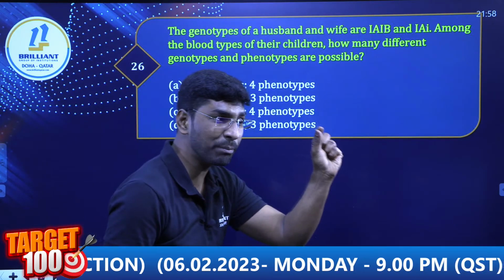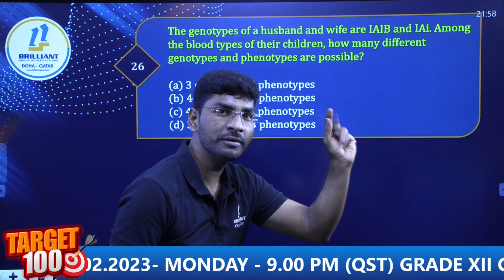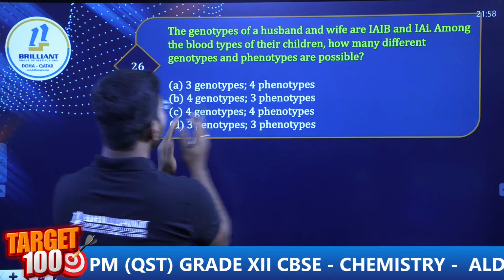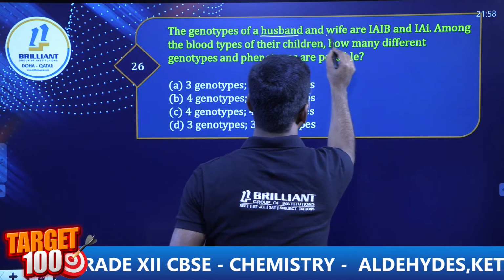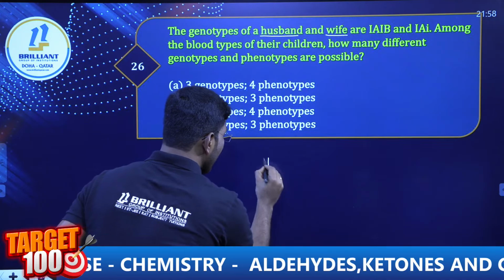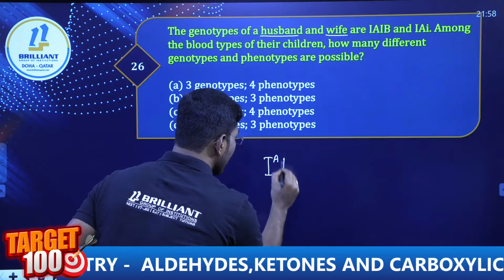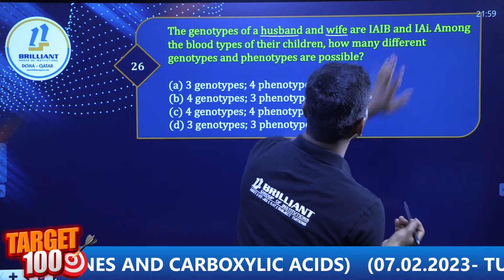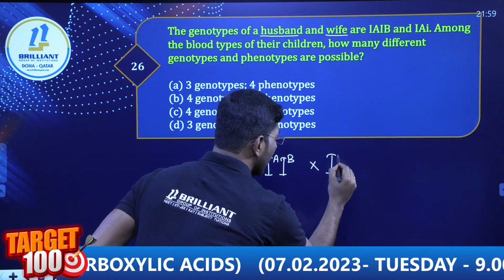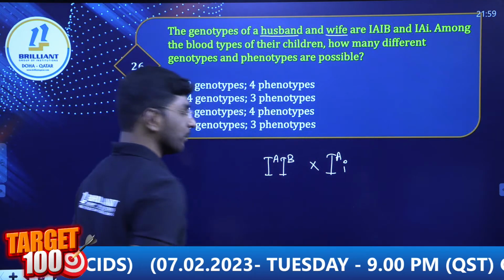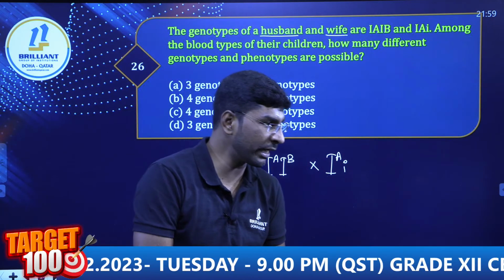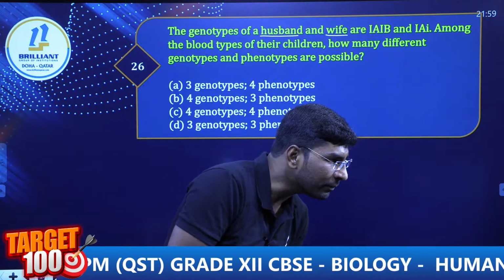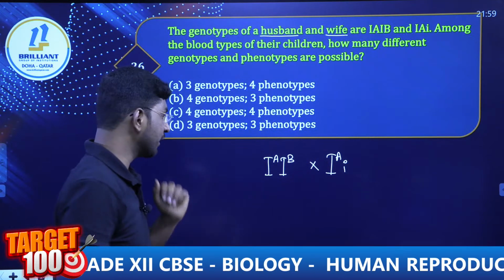26th question. This is a blood group question. Can anyone do this? Look at the question. It gives the genotype of husband and wife. Husband is IA IB, crossed with wife IA i, A blood group. I will be silent. Come on, pick the right answer. Take pen and paper.